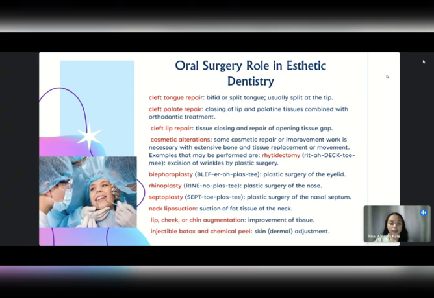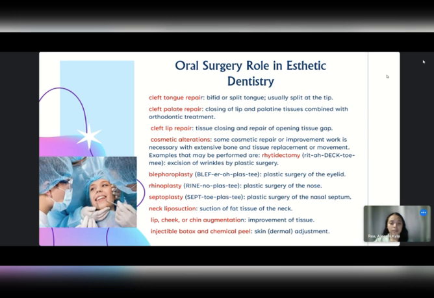Cleft lip occurs when the tissue that forms the upper lip fails to join completely before birth, resulting in a visible gap or split, and it may occur on one or both sides of the lip and sometimes extending into the nose. So cleft lip repair is a surgical procedure aimed at closing the tissue gap and reconstructing the lip to restore its normal appearance and function. Also, this may include the repair of underlying muscle and tissue structures to ensure the lip's functionality.